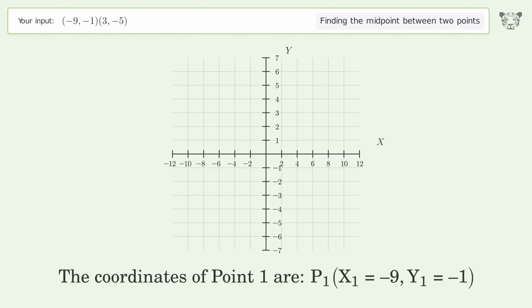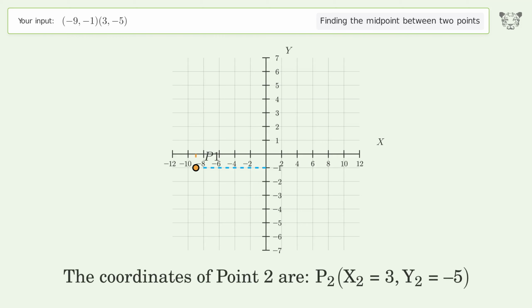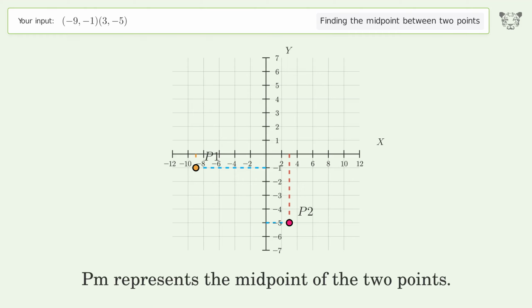The coordinates of point 1 are x1 equals -9, y1 equals -1. The coordinates of point 2 are x2 equals 3, y2 equals -5. PM represents the midpoint of the 2 points.